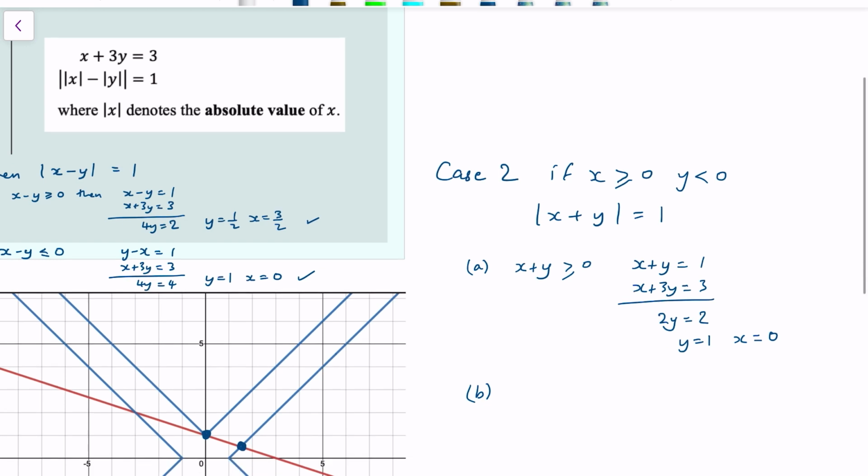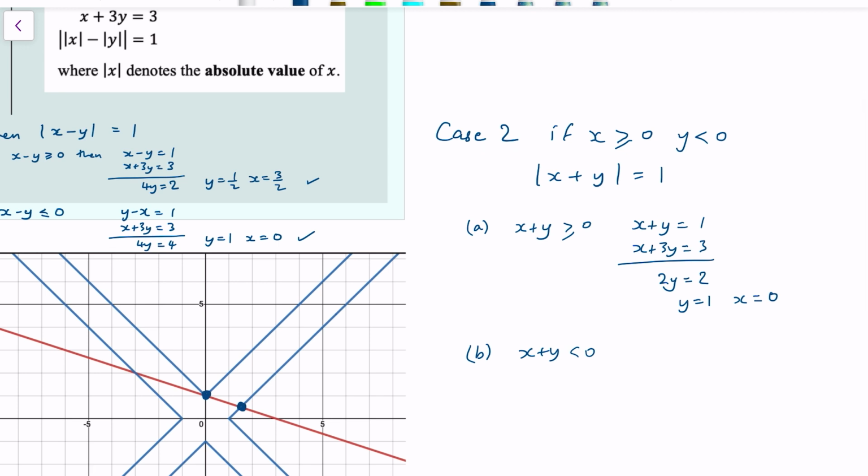Second case for this one is if x plus y turns out to be negative, then we're solving negative x minus y equals 1, alongside the other equation again, x plus 3y equals 3. Add those equations together, we get 2y equals 4, y is 2, and if y is 2, x is equal to minus 3.